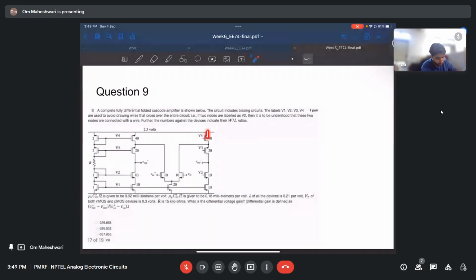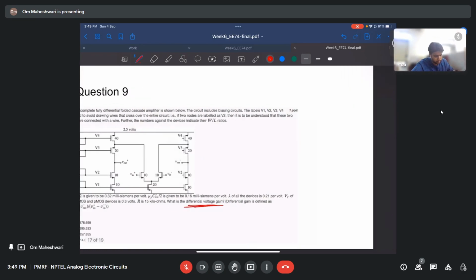Cascode means when we have stacked the transistors one above the other, and folded when we have folded a part of it outside of it. That is why it is called folded cascode. So you have to find the differential gain. So I'll try to solve it.